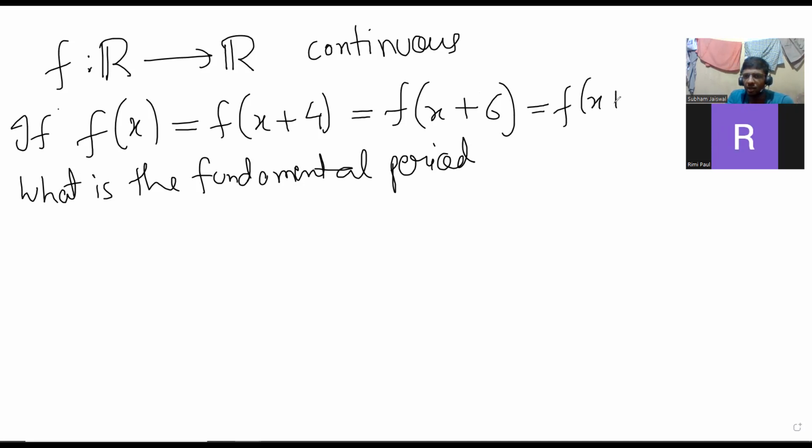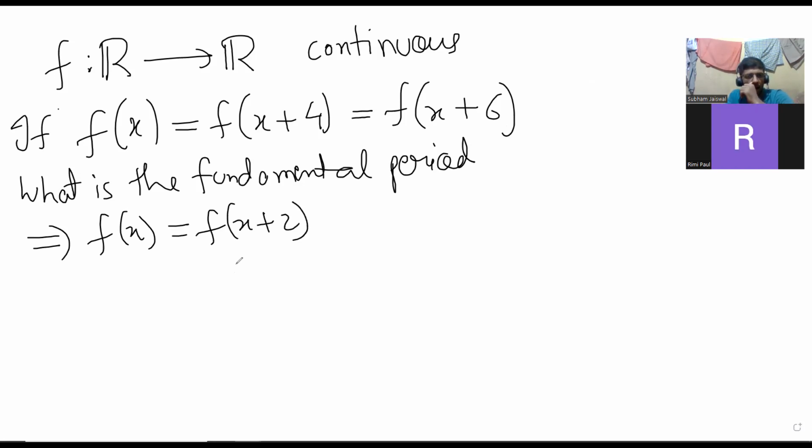Now this is something wonderful, right? So basically what I'm trying to say is that this implies that f of x equals f of x plus 2. How do you show this? I'm sure you can show it, right? I'm not going into the proof. This is easy. If two periods are given, then basically their GCD is also a period.